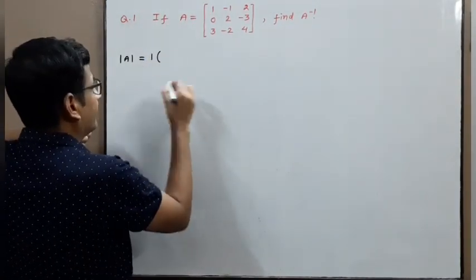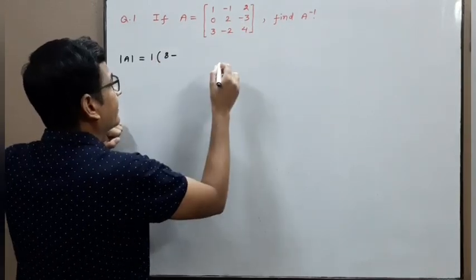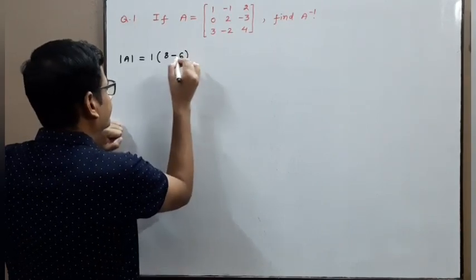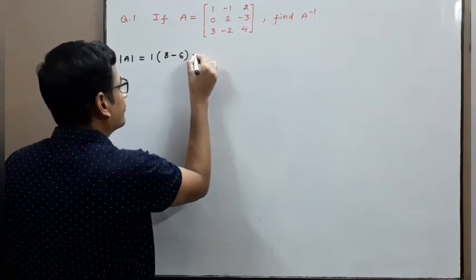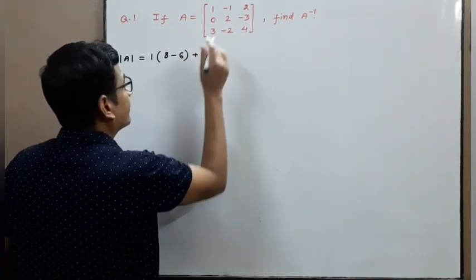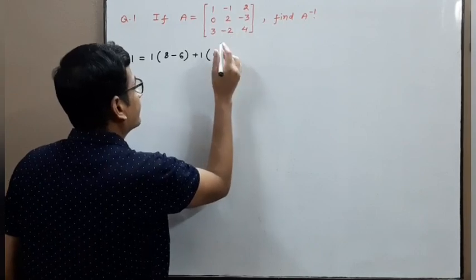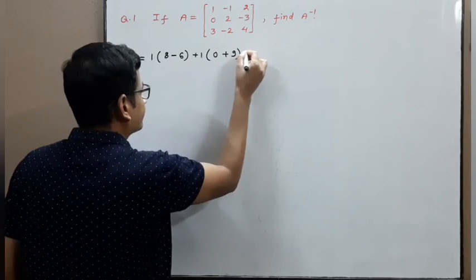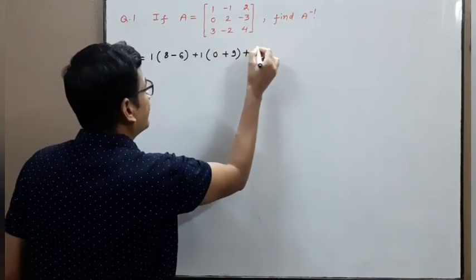So 1 in bracket 2 into 4 is 8, then minus sign, then minus 3 into minus 2 plus 6, then minus sign, then write minus 1, so plus 1, 0, this into this 0, minus 3 into minus 3, minus 9, so plus 9, plus 2, 0 minus 6.